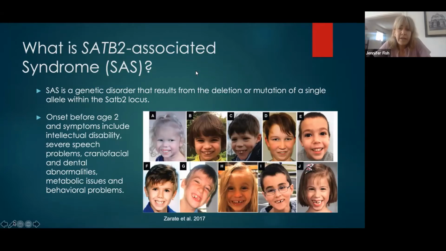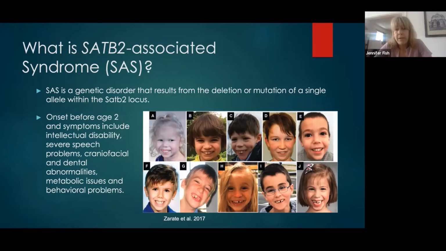SAS is a genetic disorder that results from the mutation, which can also be a deletion, of a single allele within the SATB2 gene locus. This syndrome has now been well characterized. It has an onset before the age of 2 with most of the syndromes. In fact, many children are born with cleft palate, so that would be at birth.